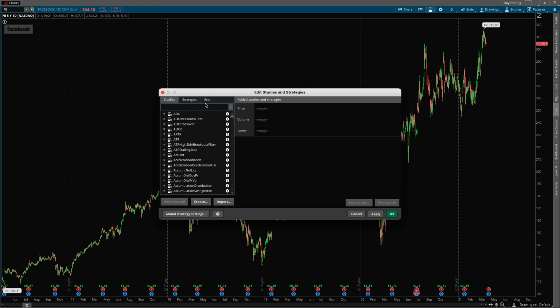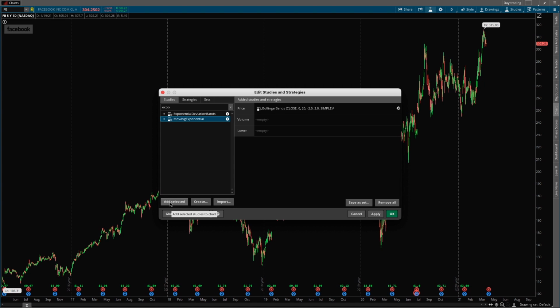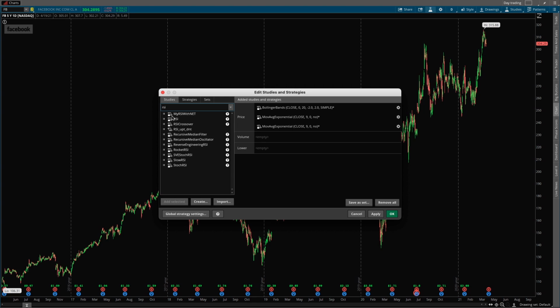First you would have your Bollinger Bands for the volatility, and then you add selected. I like to use the exponential moving averages, particularly the 50 and the 10. There is also the RSI that I use, and I use the MACD.